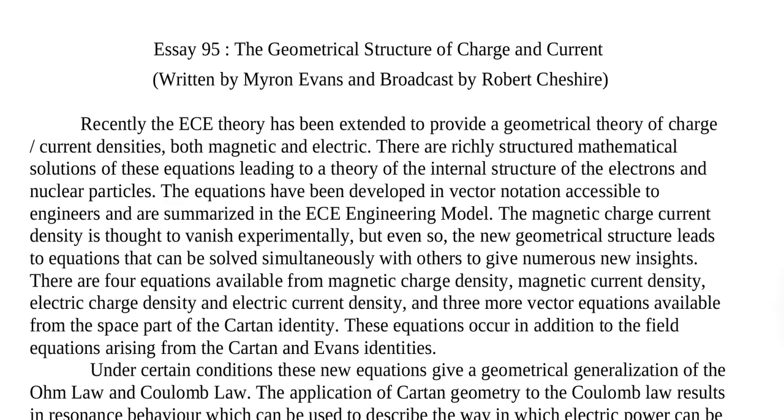The magnetic charge current density is thought to vanish experimentally, but even so, the new geometrical structure leads to equations that can be solved simultaneously with others to give numerous new insights. There are 4 equations available from magnetic charge density, magnetic current density, electric charge density, and electric current density, and 3 more vector equations available from the space part of the Cartan identity. These equations occur in addition to the field equations arising from the Cartan and Cartan Evans identities.